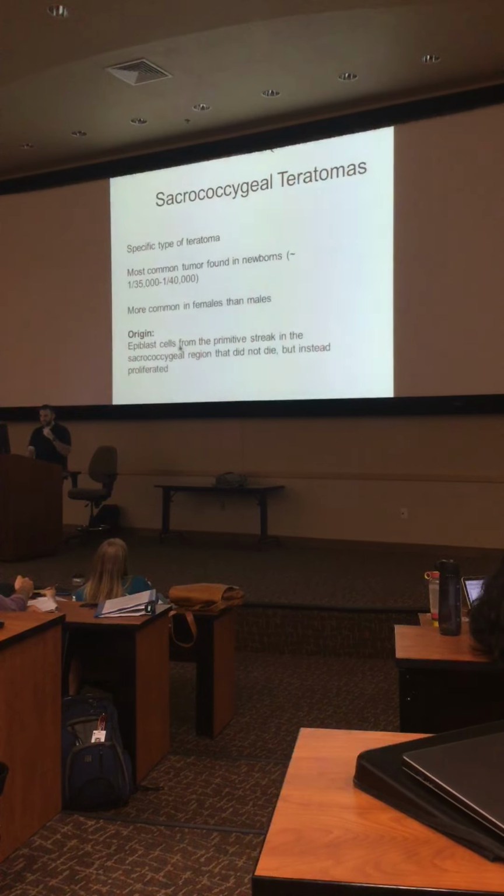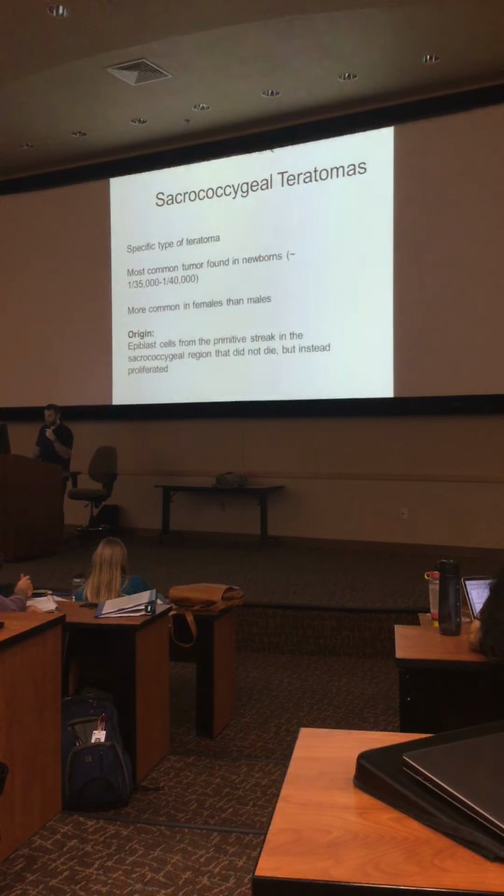And he said epiblastic cells from the primitive streak in the sacrococcygeal region that did not die. So I told you guys earlier that when the primitive streak formed, those cells died, right? That's how it's made. So these are ones that did not die, and instead proliferated, okay? And that's why you end up getting this sacrococcygeal tumor. So those cells that are supposed to just drop in and then die so you can have the actual streak, they didn't actually die, okay?